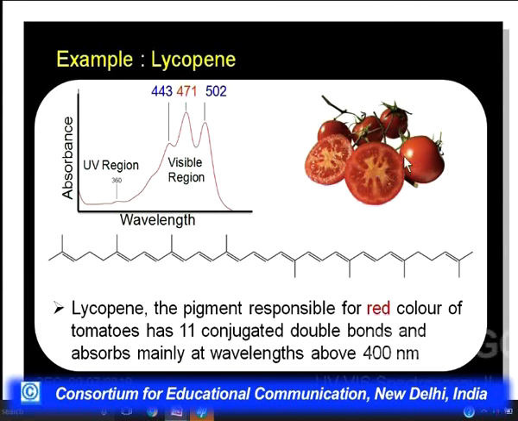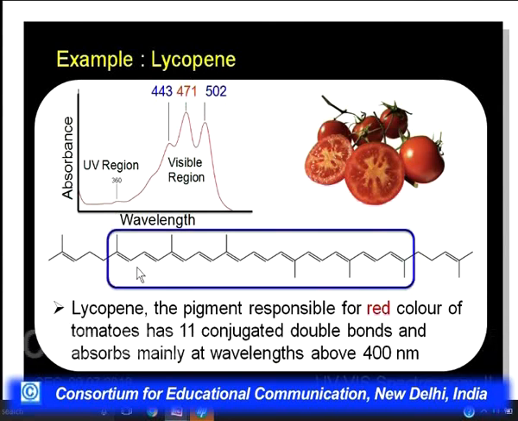We all know that tomatoes are red, and if you look at the spectrum of tomato, it looks something like this. There are two kinds of signals over there, one in the UV range, and then there are three signals in the visible range, and these are the three signals which are responsible for the red color of tomato. The pigment responsible for this red color happens to be lycopene. In case of lycopene, we find that there are as many as about 11 double bonds which are conjugated. That is why the lambda max comes out to be around 471 nanometers and so on and so forth.